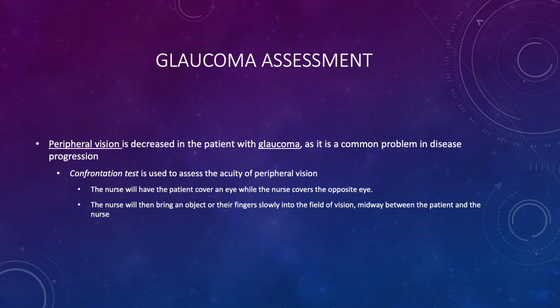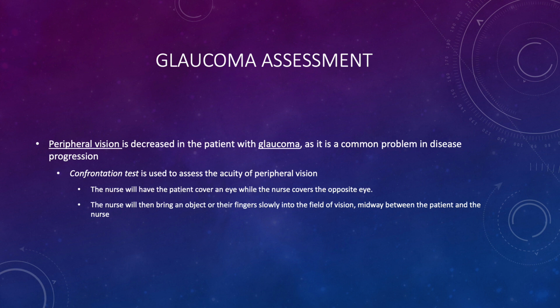Does that make sense? So the nurse is going to have the patient cover an eye while the nurse covers the opposite eye. Then the nurse will bring an object, a finger, in slowly. So we basically have horse blinders, if you will. And we slowly move it into the frame of vision, and we kind of wiggle it to promote movement so that the brain can conceptualize it a little bit faster.